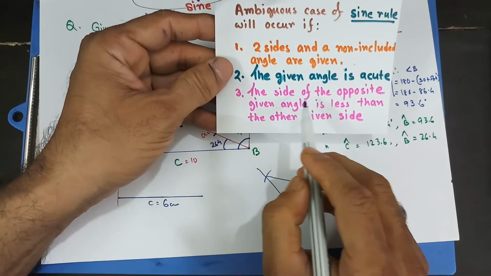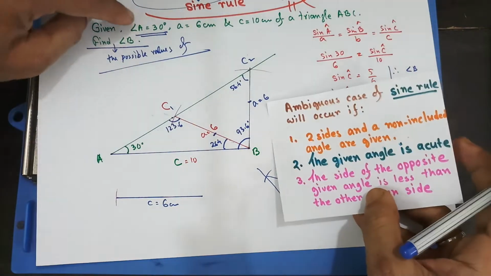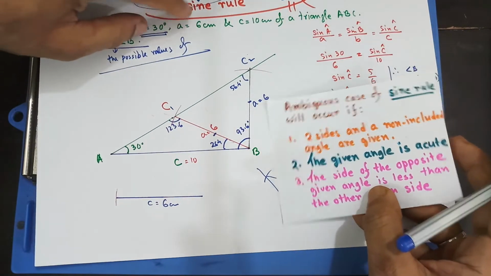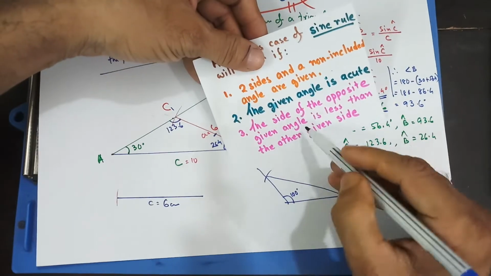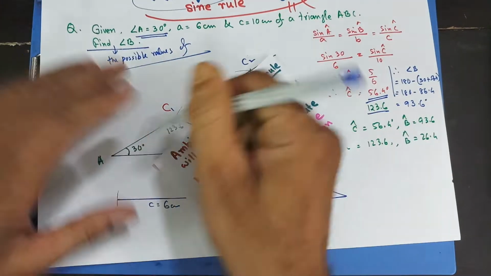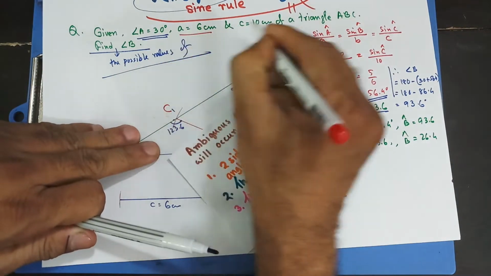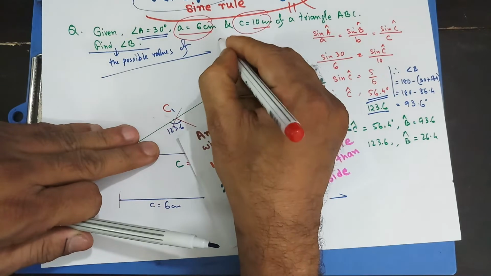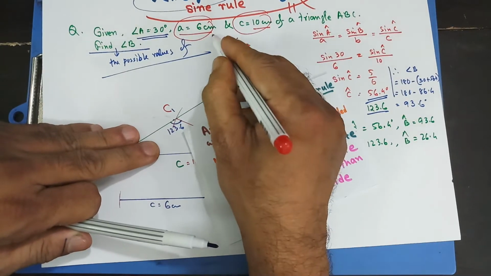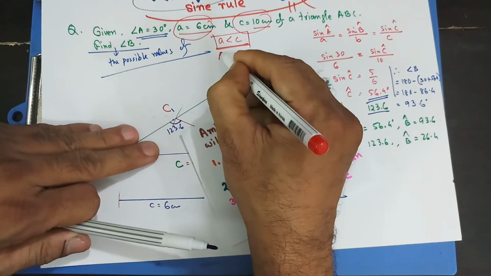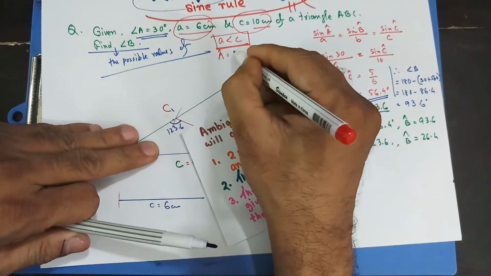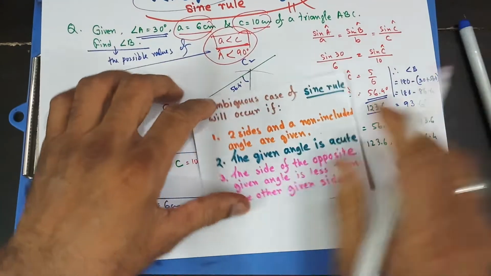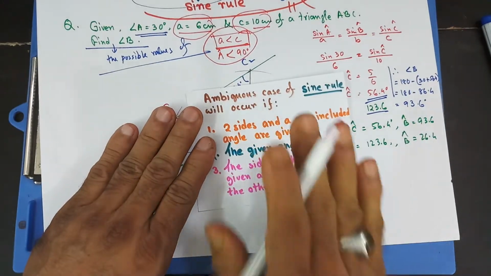And the third condition is about the side opposite the given angle, this side. See that angle A, its opposite side is 6 centimeters. This is less than the other side given. Out of these two, the given angle's opposite side is less than that. So a is less than c, and this angle A is less than 90 degrees. When this happens, then the ambiguous case might happen.